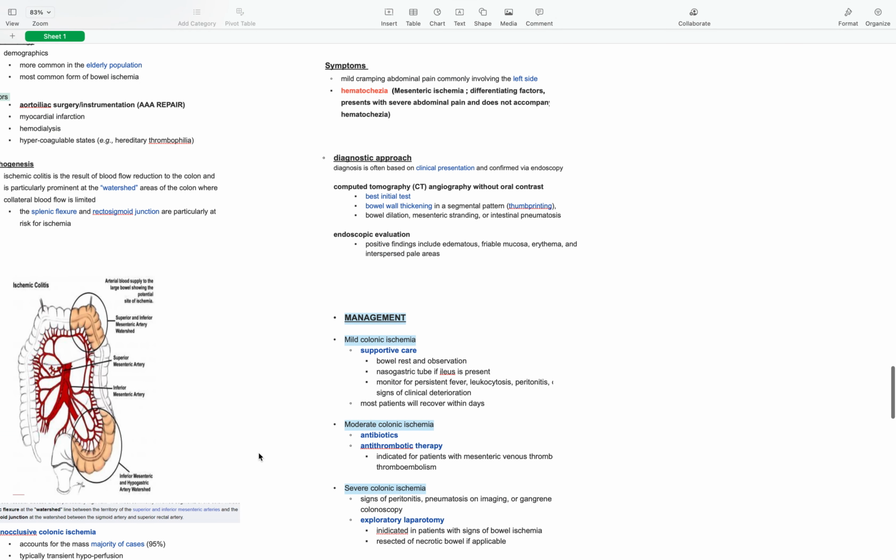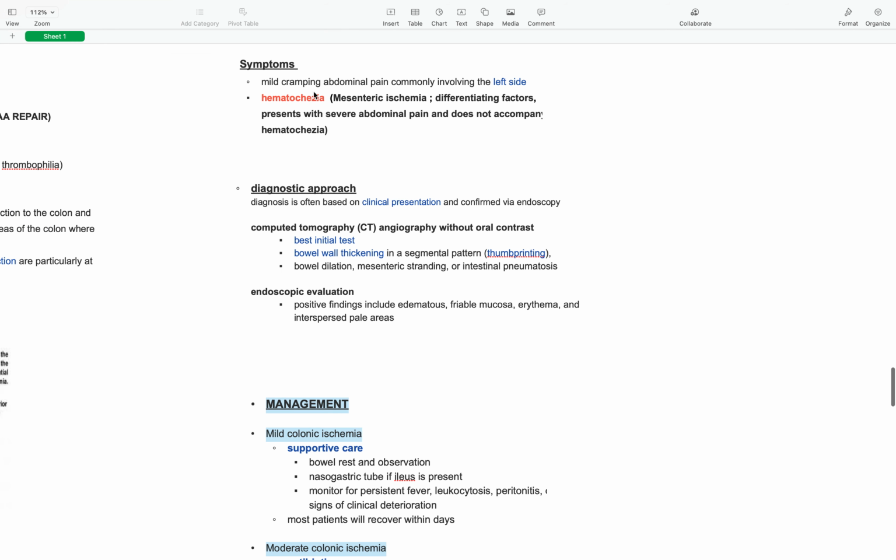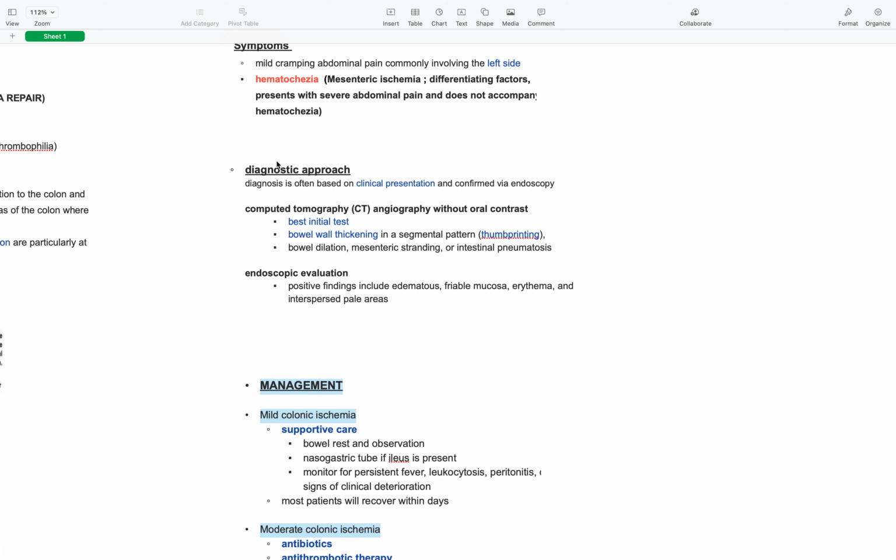So the symptoms, as we have seen in the question, are mild, crampy abdominal pain, commonly involving the left side, and hematochezia. Ischemic colitis versus mesenteric ischemia: the differentiating factor is that mesenteric ischemia presents with severe abdominal pain and does not accompany hematochezia. So there is no hematochezia in mesenteric ischemia, but there is hematochezia in case of large bowel infarction.